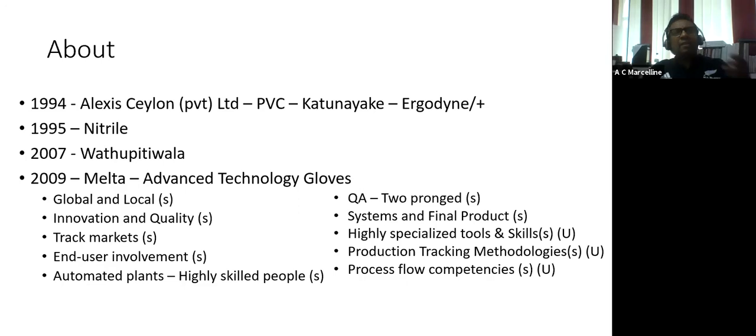Now the strengths you could have, strengths you would get. Okay, strengths. If you have the strength, but this uniqueness is what gives you the competitive advantage, the competitive edge, right? So now these are things that you have, this uniqueness coming in. So there are production tracking methodologies, which is unique, as well as the process flow competencies, which is unique as well as a strength. So you could easily start identifying like that.